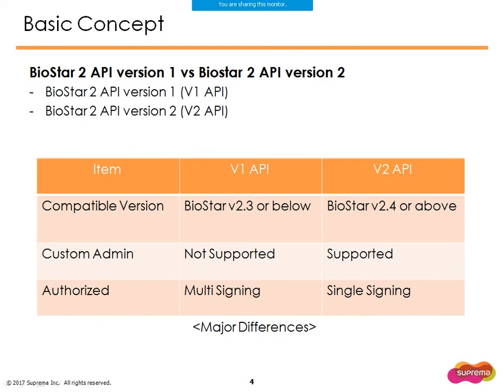Basically, most functions of Biostar 2 API version 2 are similar to those of Biostar 2 API version 1. From now on, I will call Biostar 2 API version 1 as V1 API. Also, I will call Biostar 2 API version 2 as V2 API.